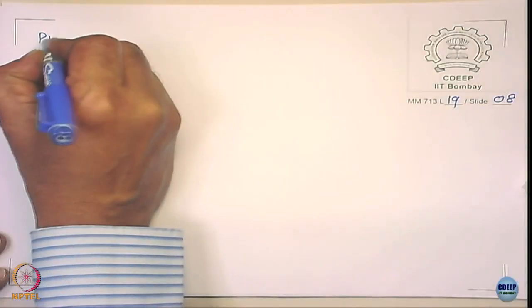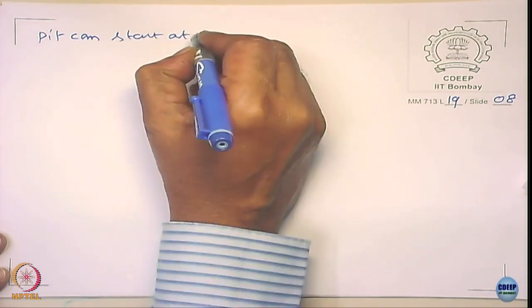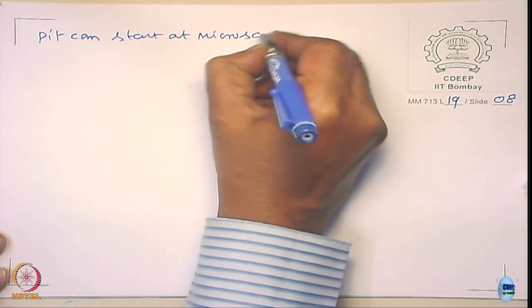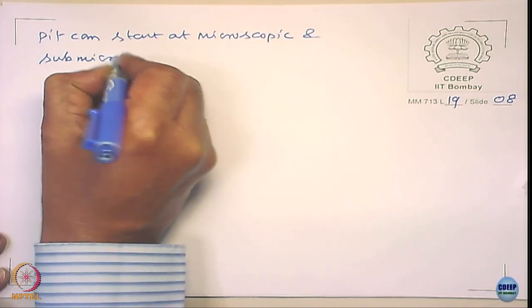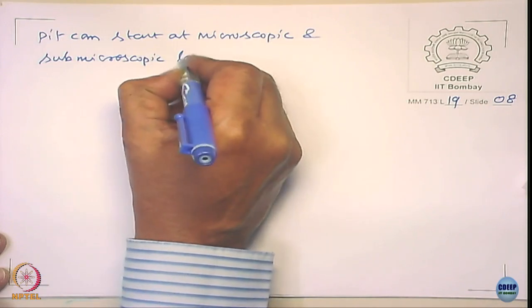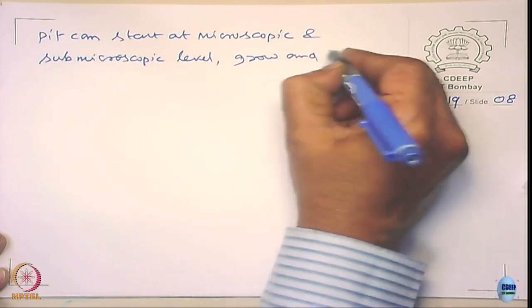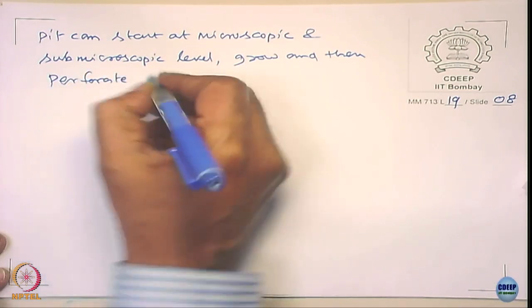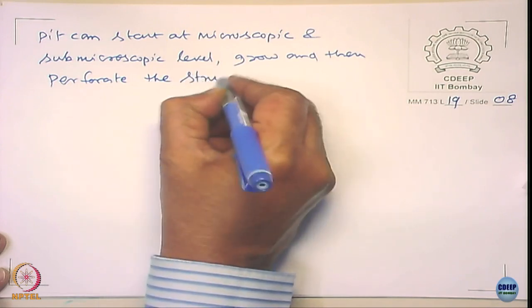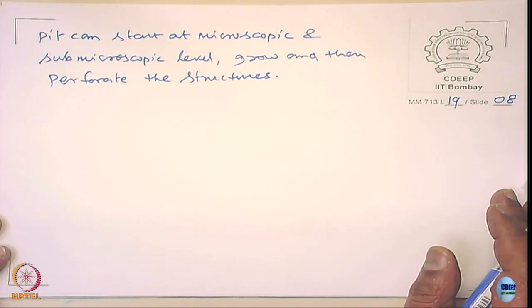So, what we like to say is that the pit can start at microscopic and submicroscopic level, then grow and then perforate the structures. That is why they are quite deleterious.